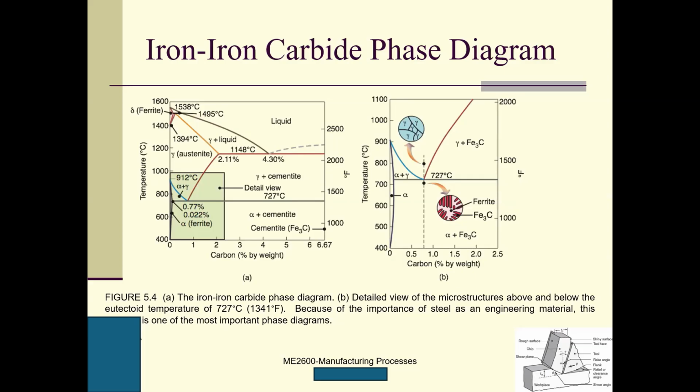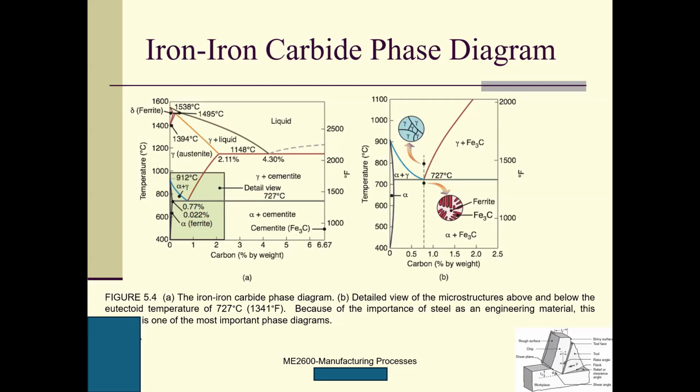Alpha is ferrite, F-E-R-R-I-T-E. And delta is another ferrite. This alpha is ferrite. So here is the cementite. Cementite is Fe3C. This is the ferrite from here to here. So this is different percentage. This is very important. So here, first one is iron, carbon, iron carbide, the phase diagram.